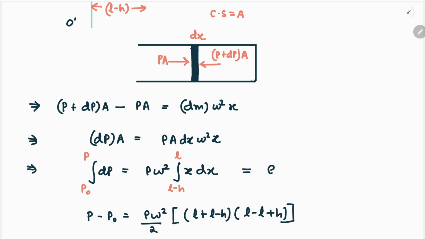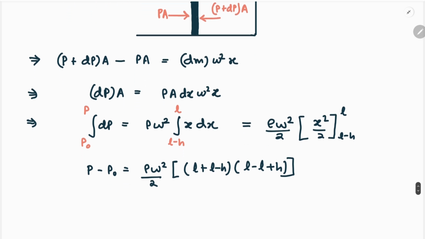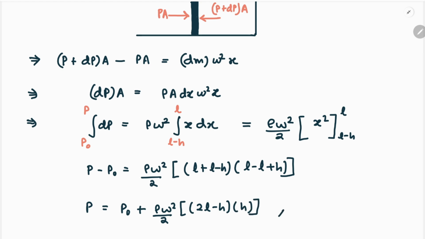Here we get rho omega square by 2 times the integral of x dx, which is x square by 2, from L minus h to L, upper limit minus lower limit. So we obtain an expression like this. So we can write P equals P0 plus rho omega square by 2 times (2L minus h) times h. So this is the expression that we have.